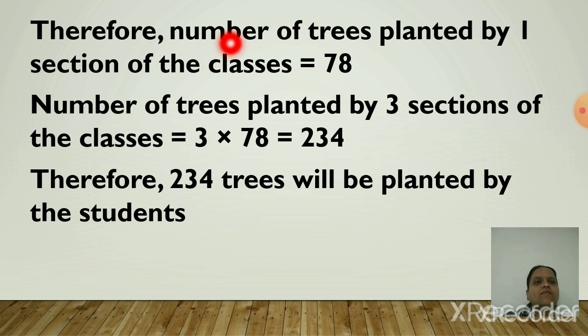Therefore, the number of trees planted by one section of a class is 78. But there are 3 sections. So the number of trees planted by 3 sections of the classes is 3 into 78, which equals 234. Therefore, 234 trees will be planted by the students. So our final answer is 234 trees. Is it clear to all of you? Can we continue with the next sum now?